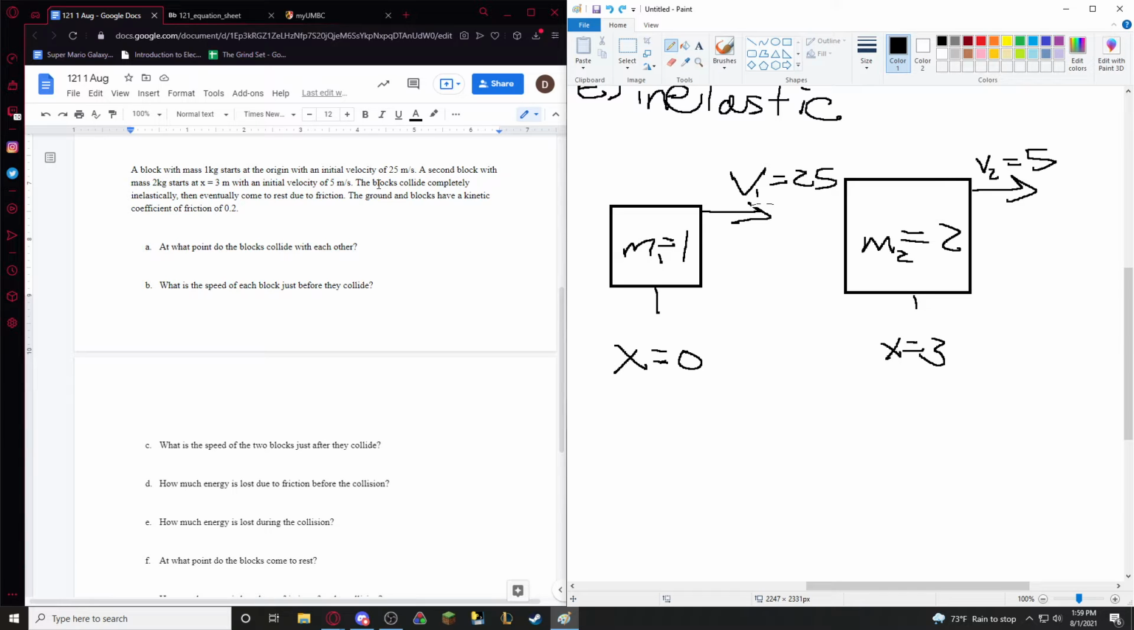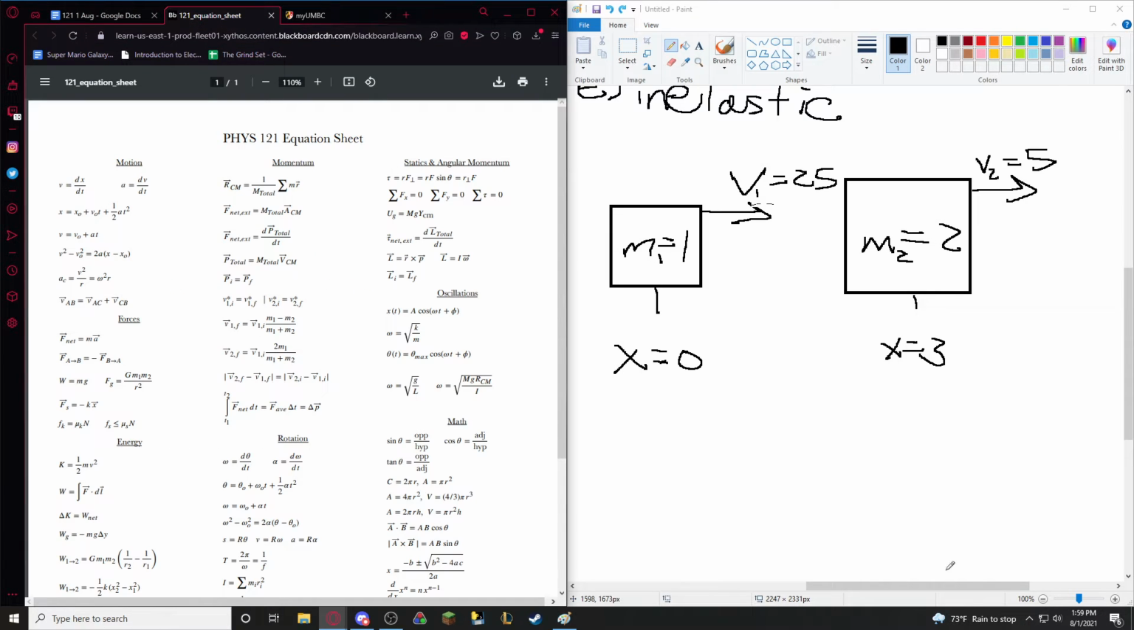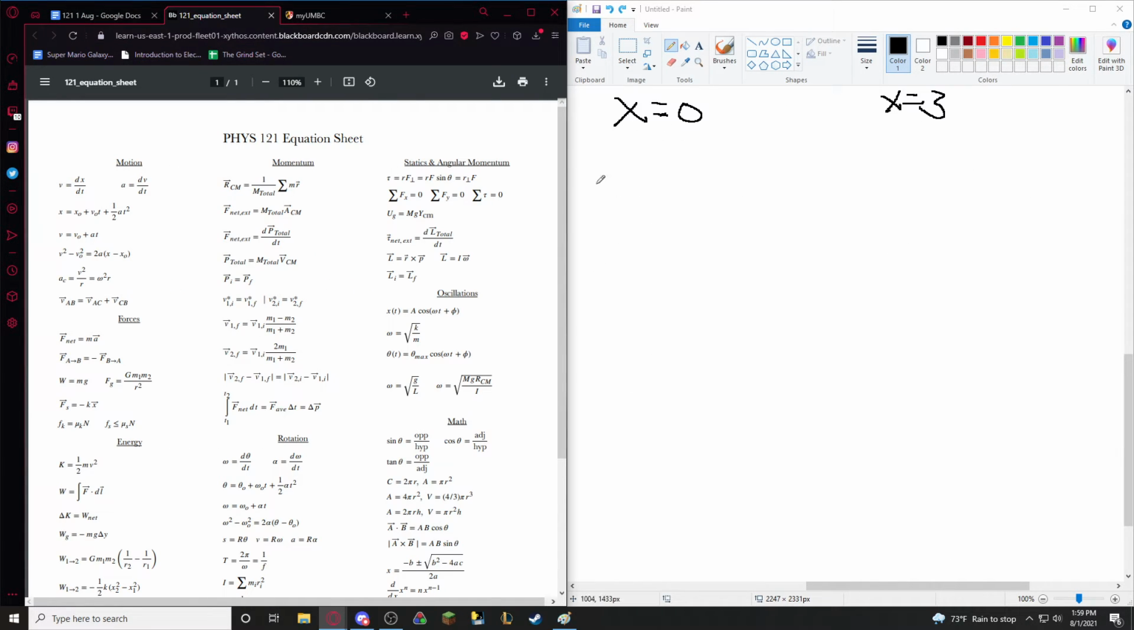Well, distance equals velocity times time, correct? Mm-hmm. So we have x is equal to velocity times time. I'm just writing down what you're saying. Go ahead.